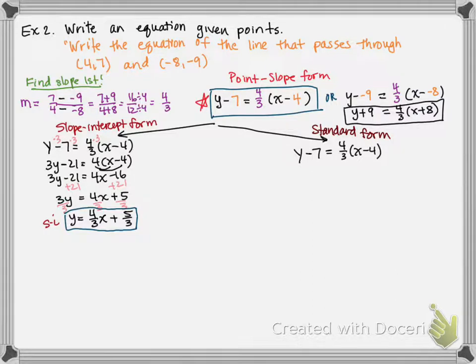Okay. So standard form, I'm going to do like I did before. I'm going to multiply by the denominator because I know I can't have any fractions. That gives me the 3y minus 21 equals 4 times the quantity x minus 4. I'm going to distribute to get rid of the parentheses. So right now, I'm here. I've done those same 2 steps.